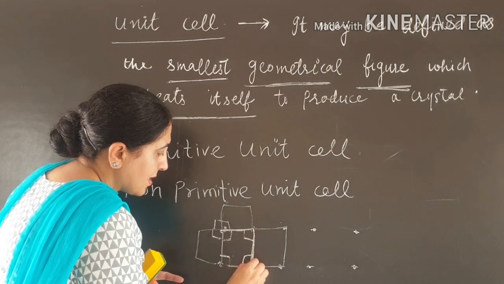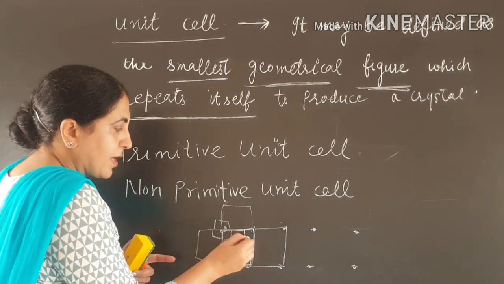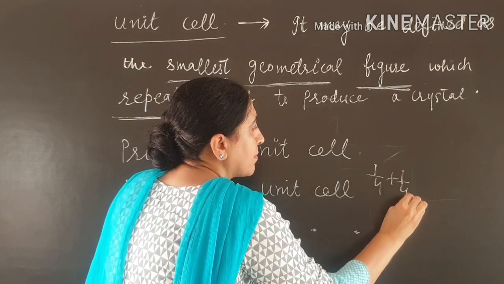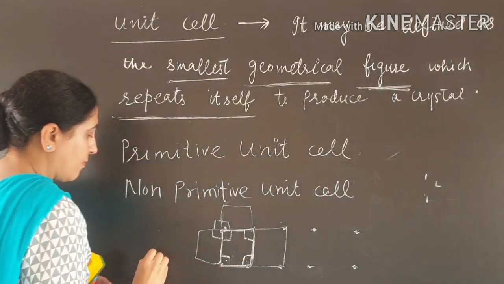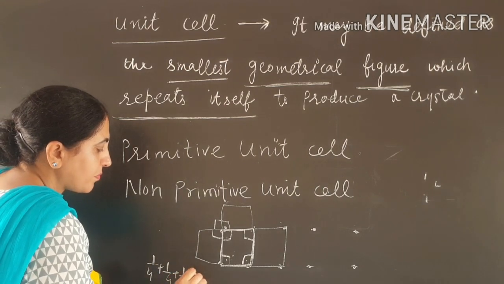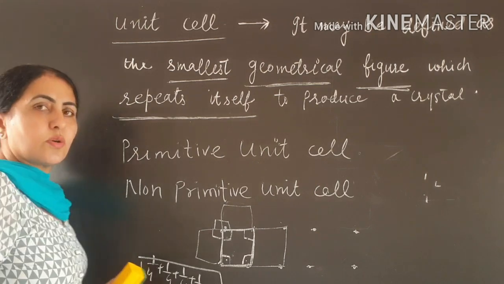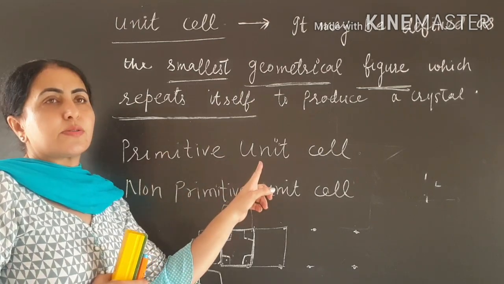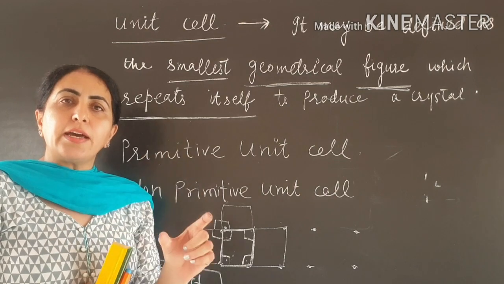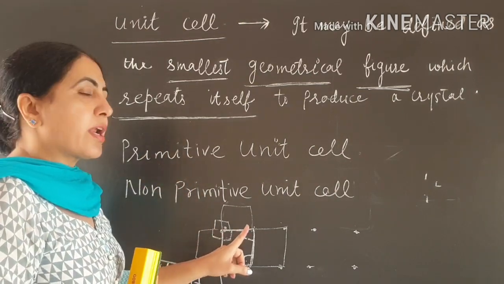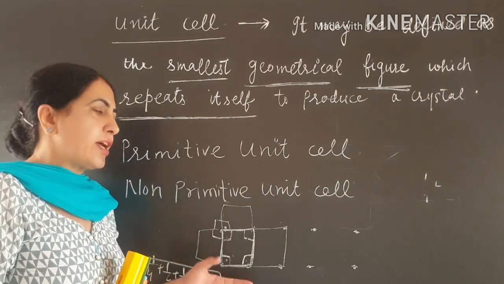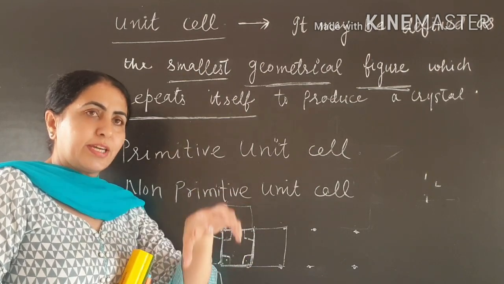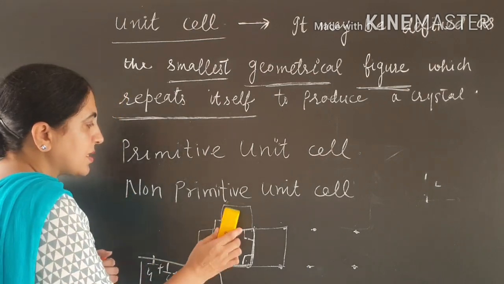If we are taking this as a reference unit cell, 1/4 part this, 1/4 part this, 1/4 part this, 1/4 part this. So 1/4 plus 1/4 plus 1/4 plus 1/4 is equal to 1. So the effective number of lattice points is 1 in the primitive unit cell. The cell having only 1 effective lattice point, with lattice points only at the corners. We are saying lattice points here because when bases are put on a lattice, then we can say atoms. So this is about the primitive cell.